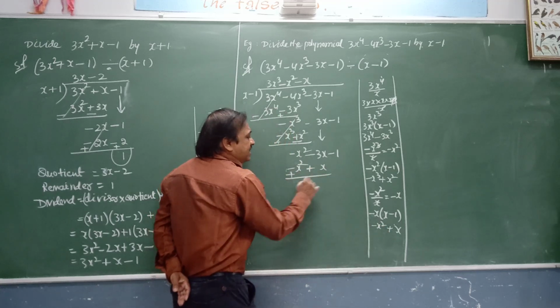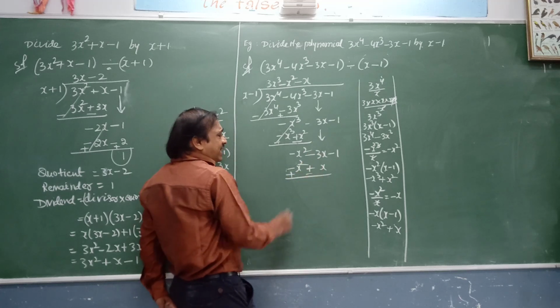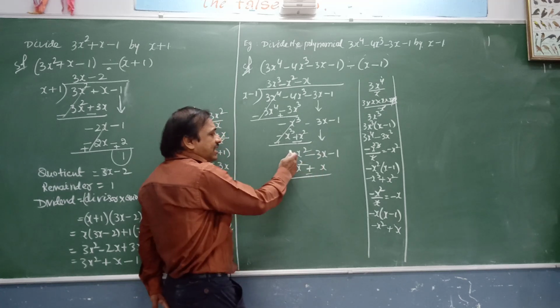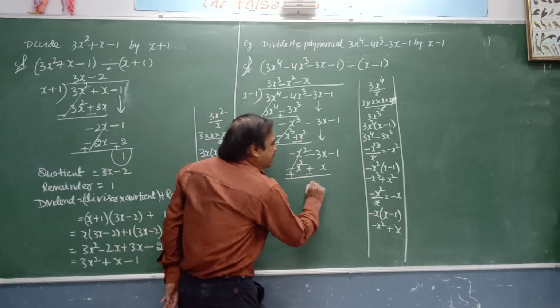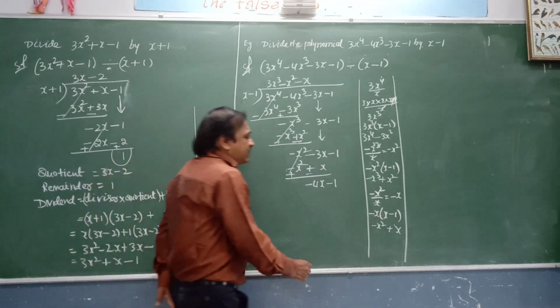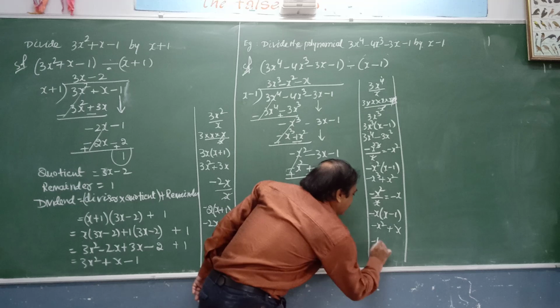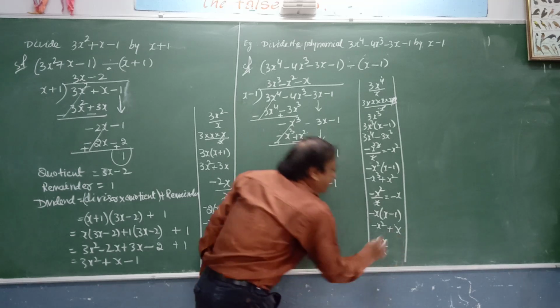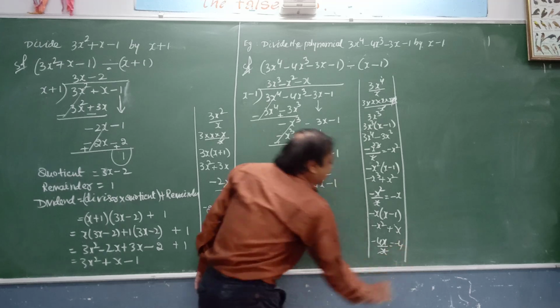So this is plus minus 3 and minus 1x together will give you minus 4x. This is minus x square plus x square, cancel. So this is minus 4x minus 1. Now minus 4x divided by x. So minus 4x by x. If you divide, x cancels with x, and minus 4 is left.